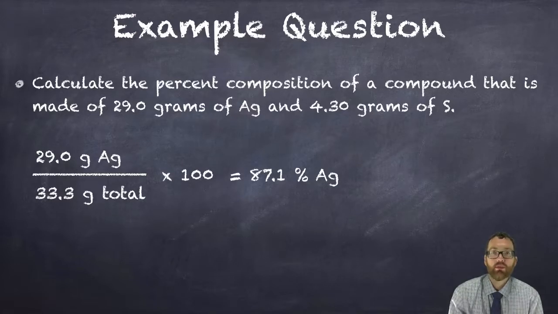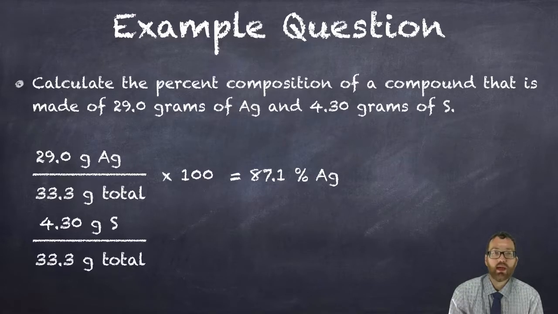So let's do the same thing for sulfur. The part of sulfur in this whole compound is 4.3 grams. The whole is the same. We're still going to divide by 33.3 grams total. And when I divide that and multiply by 100, I'll get 12.9.